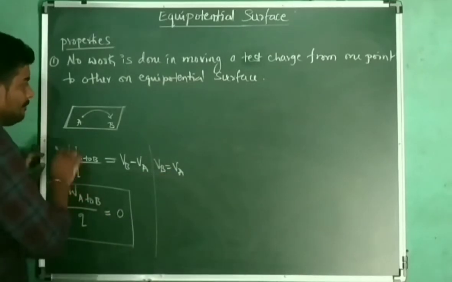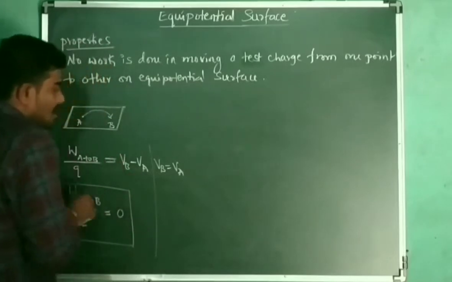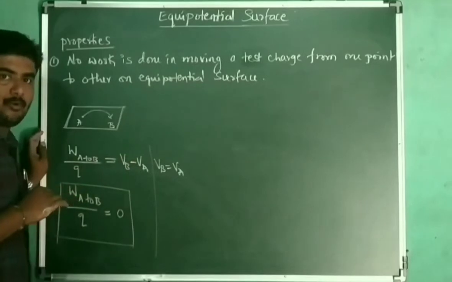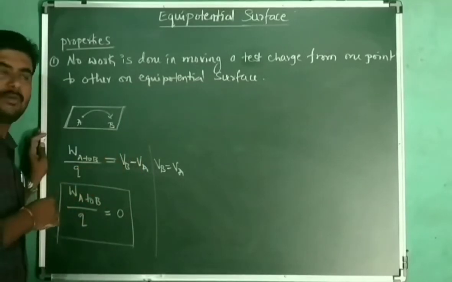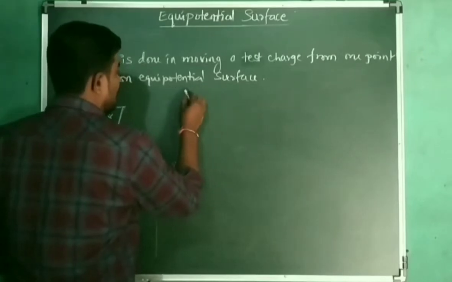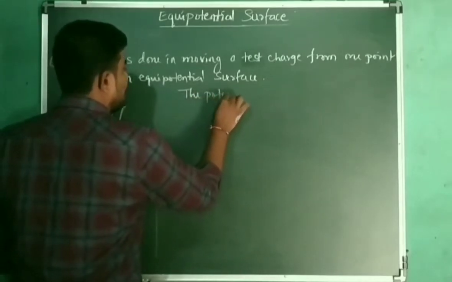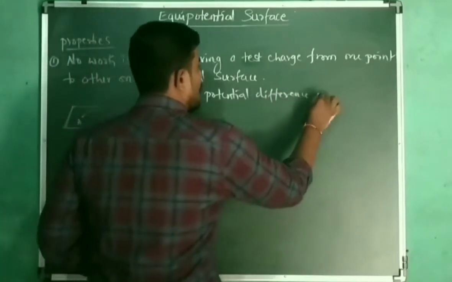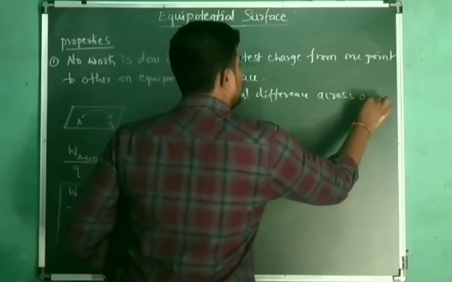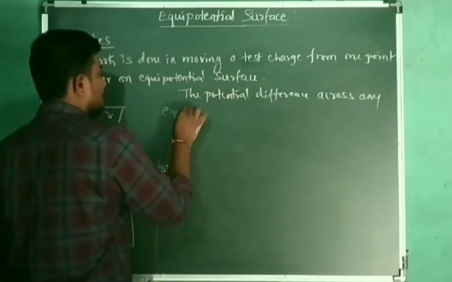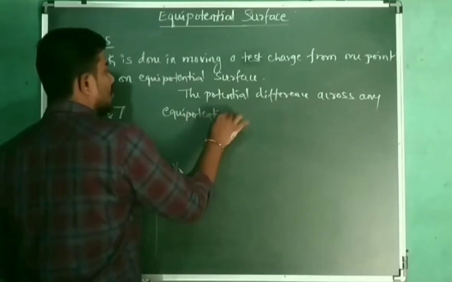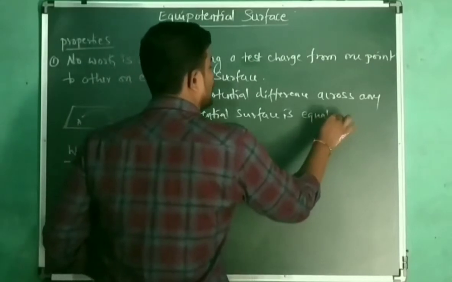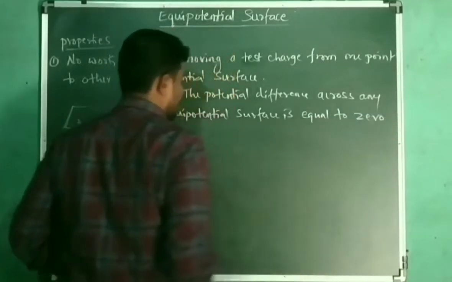Or I can treat this definition in another form also, because VB minus VA is equal to how much? 0. Therefore, across the equipotential surface, the potential difference is going to be 0. Okay, that is the potential difference. The potential difference across any equipotential surface is equal to 0.